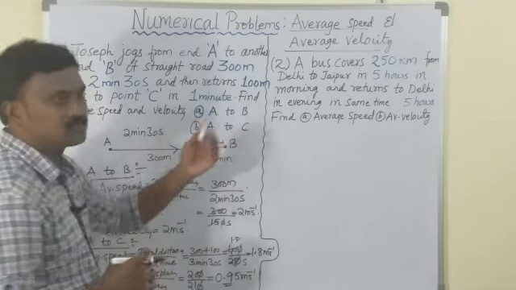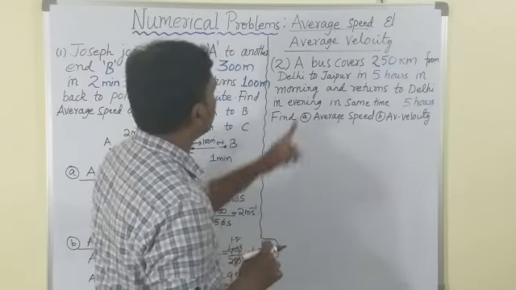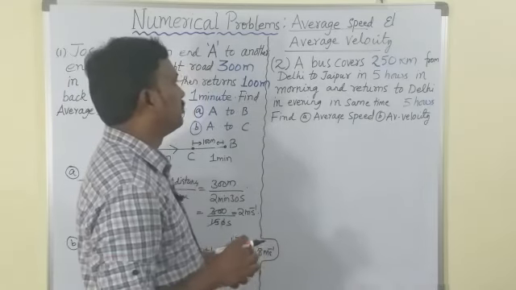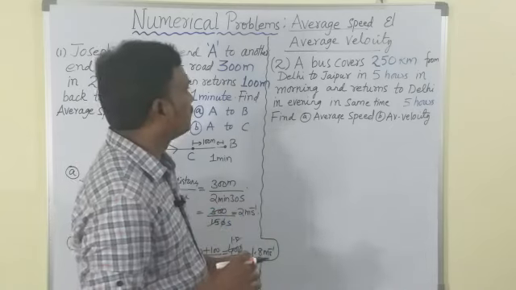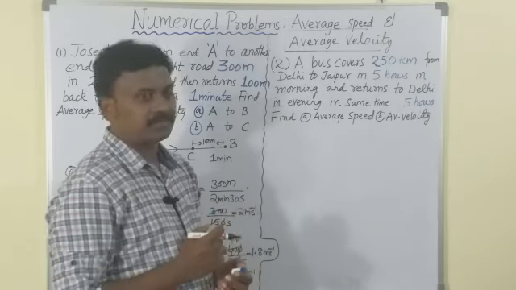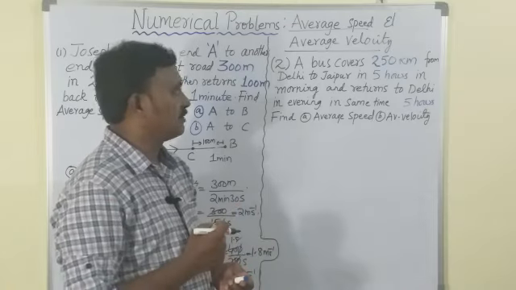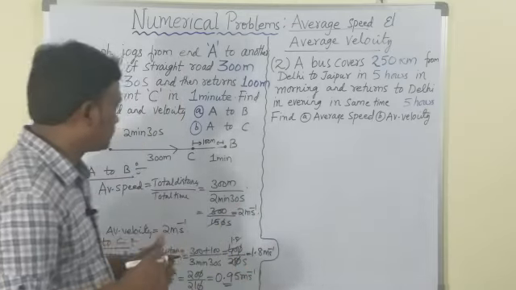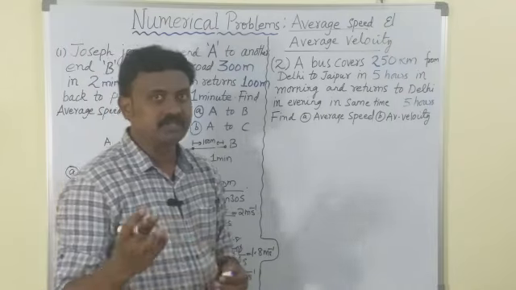Okay, now let us go to the second question. A bus covers 250 kilometers from Delhi to Jaipur in 5 hours in the morning and returns to Delhi in the evening in the same time, that is 5 hours. Find average speed and average velocity. After the previous problem, I think this one will be very easy for you.